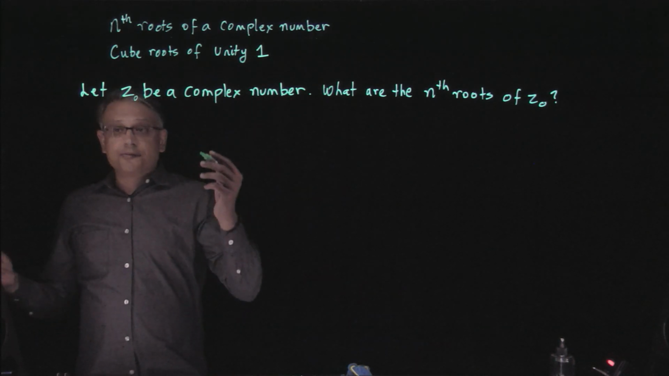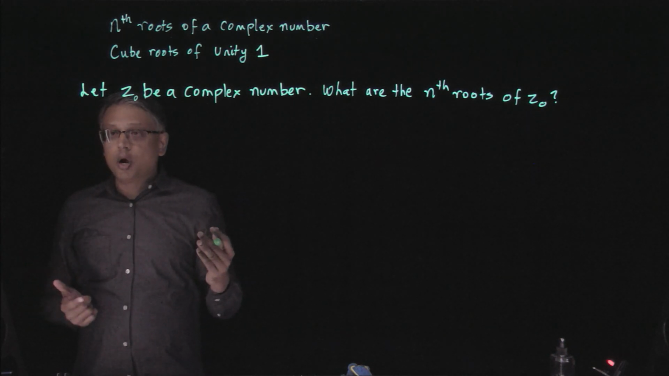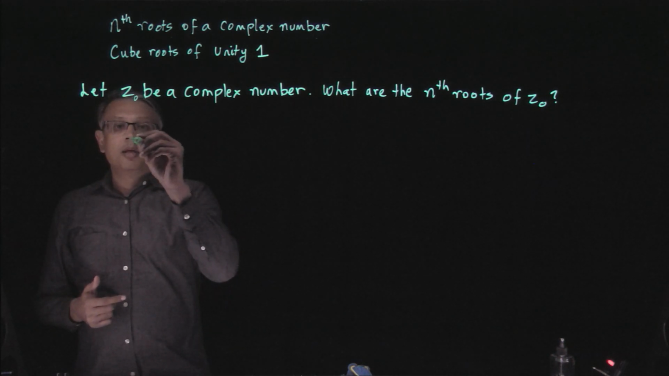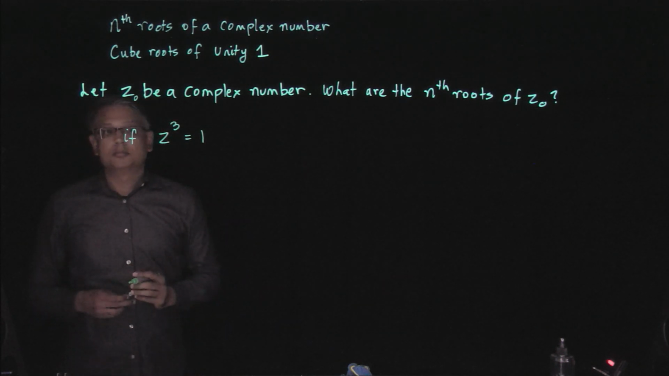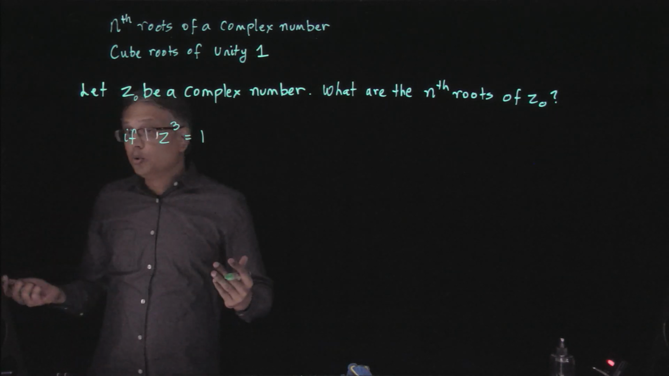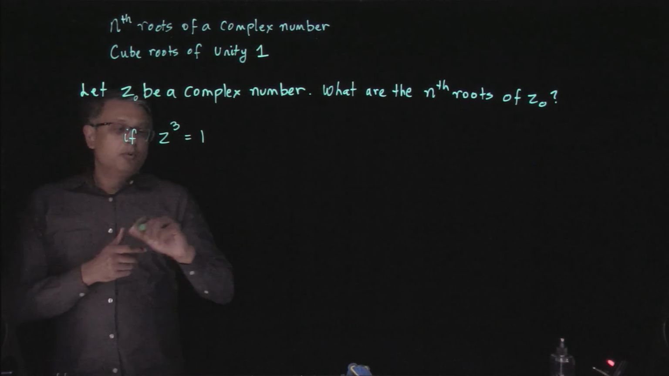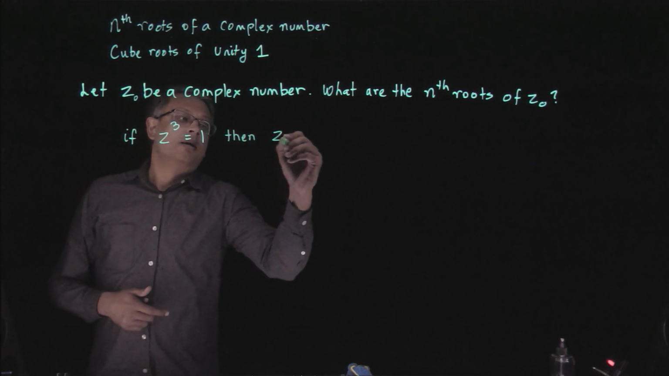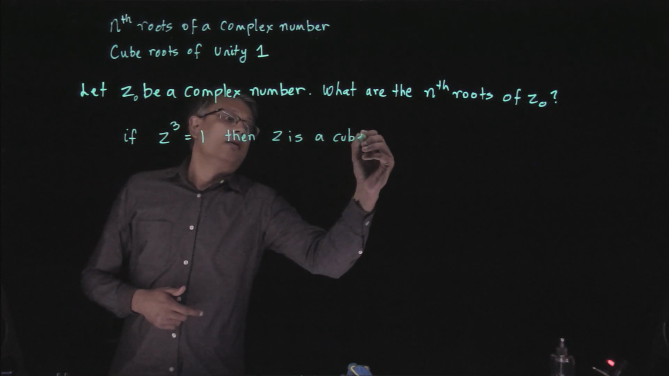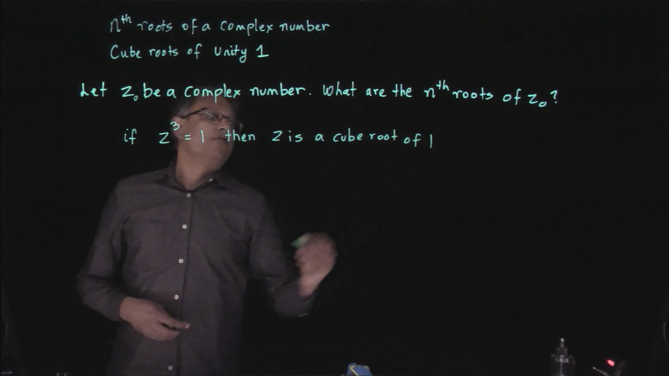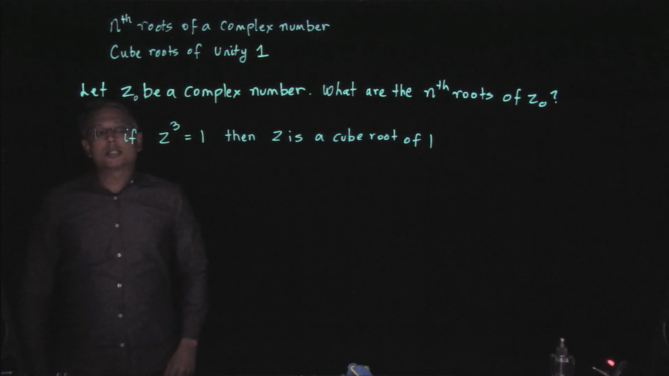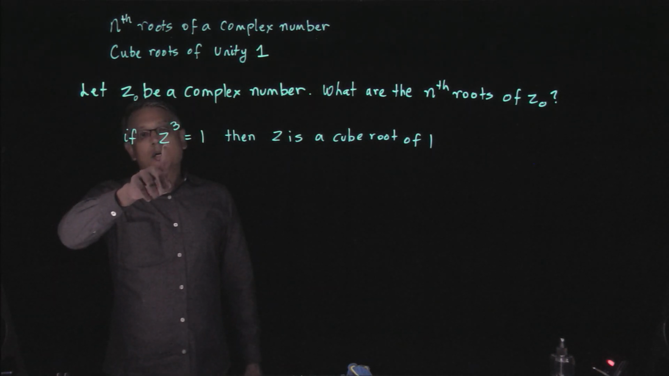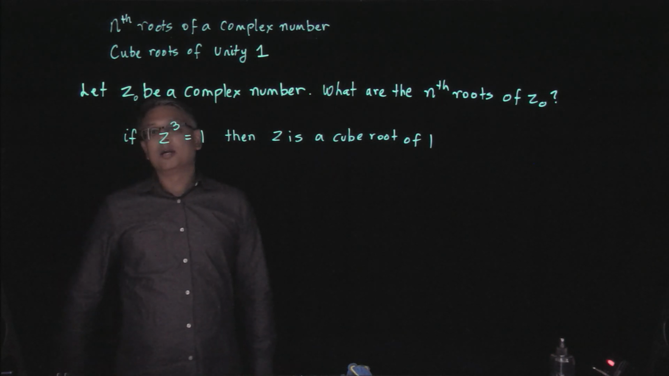Well, if we have a number which is the cube root of 1, then what it means is, let's say, if we cube that number, we should get 1, right? That is what it means to take the cube root of 1. So then we would say that z is a cube root of 1. So what we are really asking for are, what are all the numbers z, which when you raise to power 3, you get 1.